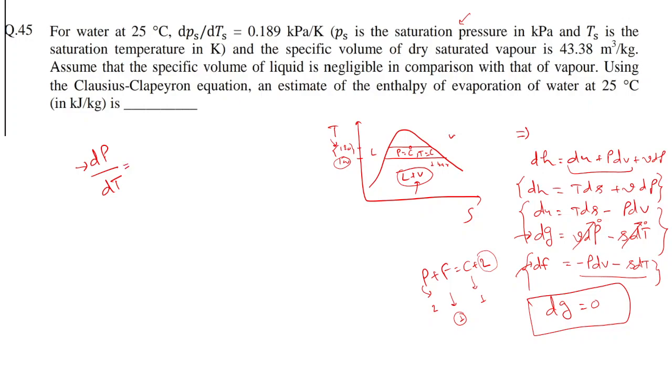So here what is happening? Phase change is happening. If phase change is happening, which equation governs phase change? Gibbs free energy governs phase change. So what is the Gibbs free energy equation? dG is equal to Vdp minus SdT. So for the phase change, dG would be 0. So what will dp by dT become from here?